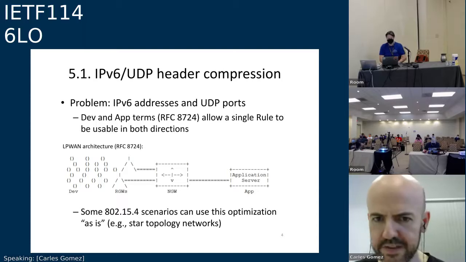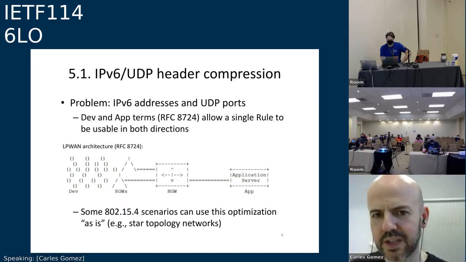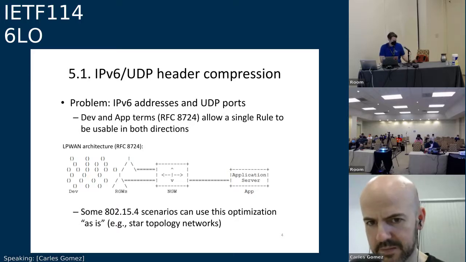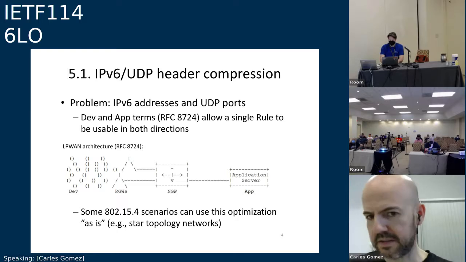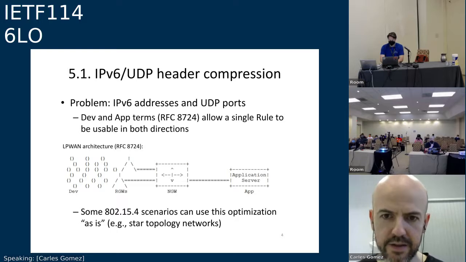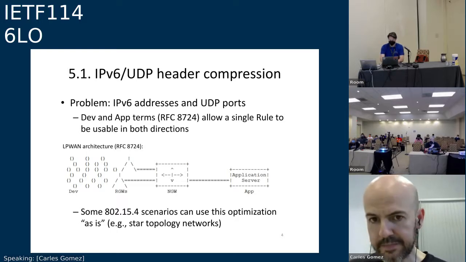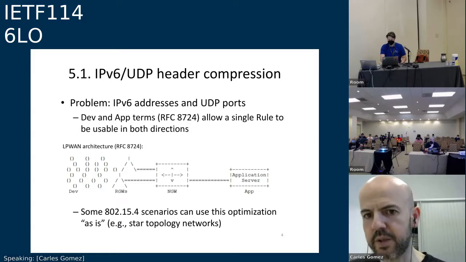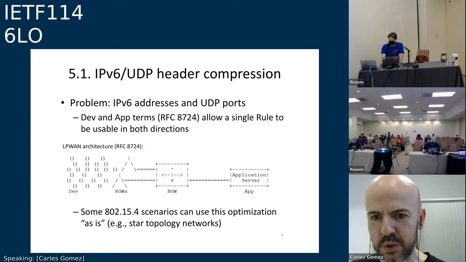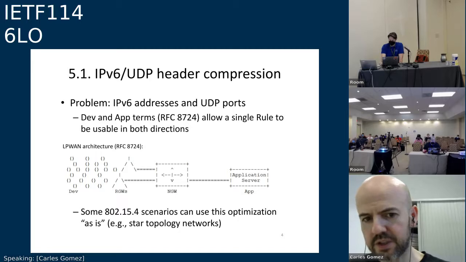On the updates in the draft, you may recall that there was a problem with how we are going to compress IPv6 addresses and UDP ports by using SCHC. SCHC uses Dev and App terms in its specification. Dev corresponds to a constrained device, on the left in the figure, and App corresponds to a network-side infrastructure, not constrained, on the right. And the SCHC specification, RFC 8724, defines that compression of IPv6 addresses and UDP ports is performed expressing who is Dev and who is App, and not in terms of what is the source or the destination of these fields.